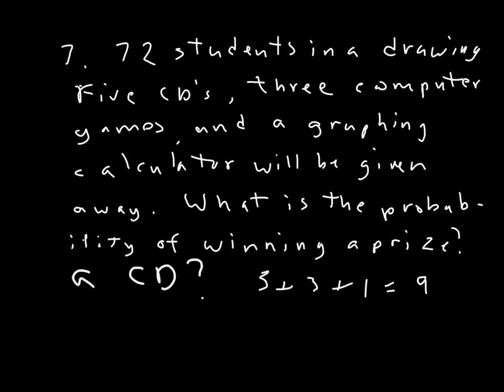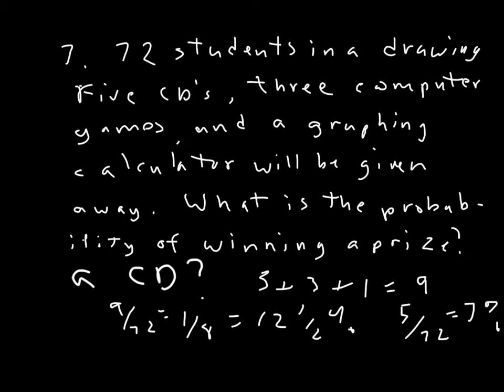And your probability of winning one of them, if there's 72 students, the probability of any one student winning one of those would be 9 out of 72, which is 1/8. And 1/8 is 12.5%. So to the nearest whole percent, you would say 13%. The probability of winning a CD is 5 out of 72, because there's 5 CDs. And when you do that division, you get about 7%, 6.9%, or 7% to the nearest whole percent.